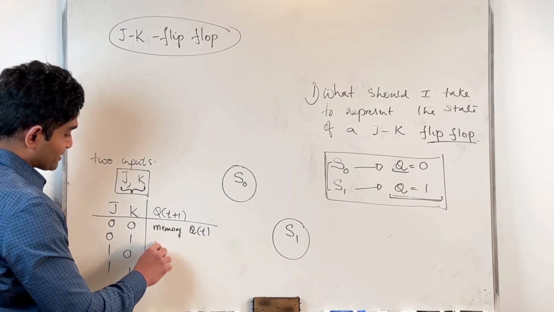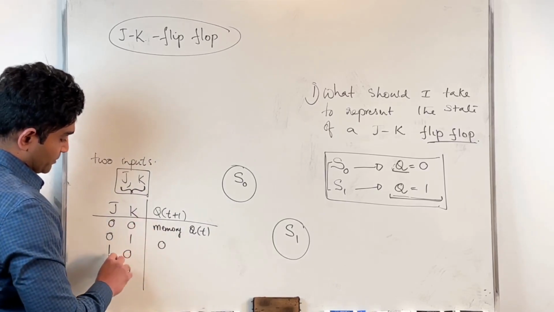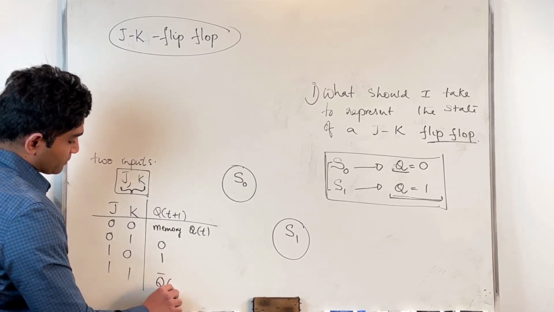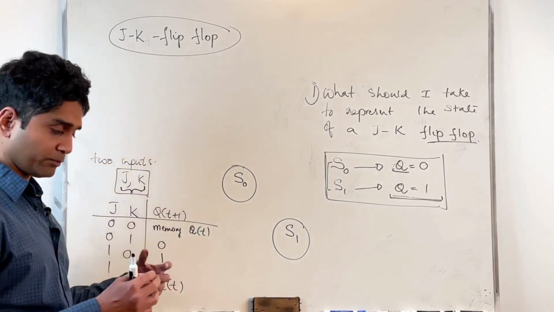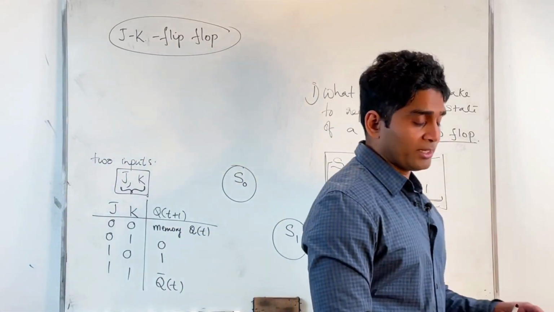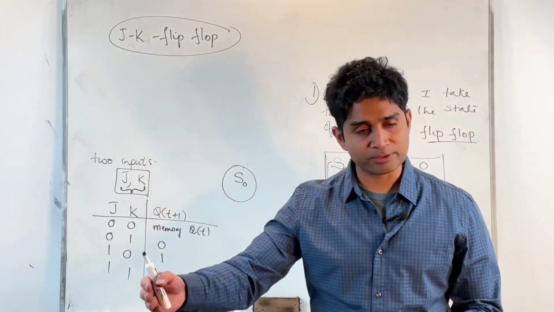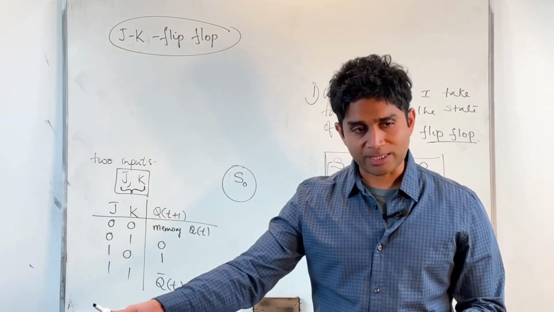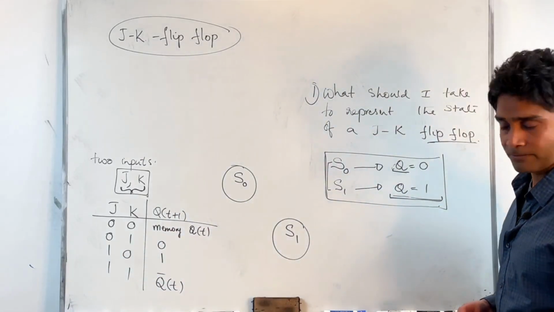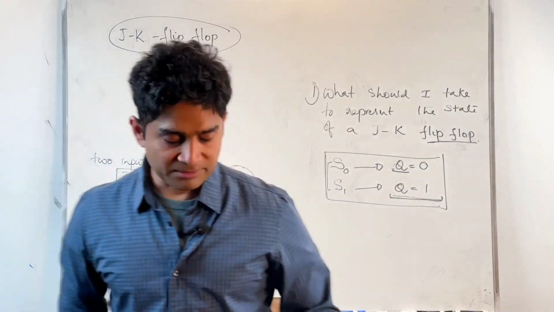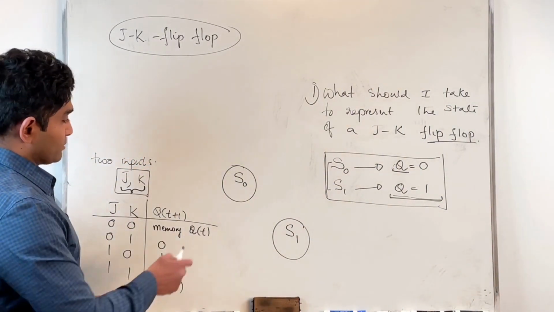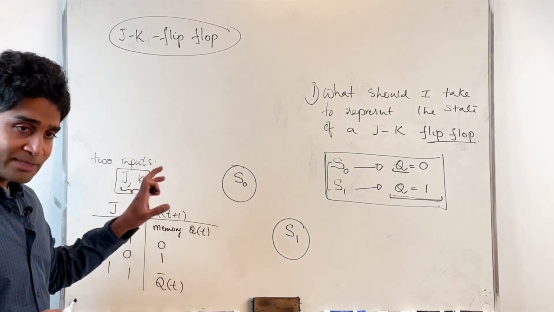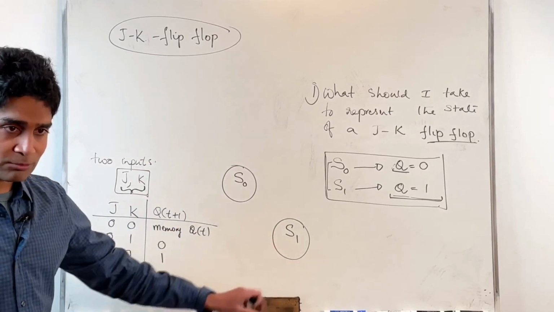0 1 corresponded to the reset state. 1 0 corresponded to the set state. 1 1 corresponded to the toggle state, which is Q prime of t. So if it was 1 in the present instance, in the next clock transition it goes to 0. If it's 0 in the present instance, in the next clock transition it goes to 1 for the toggle state. Okay. All right. Now let's go to S0 state, look at all possible combinations of the inputs, draw the state transitions, and then we'll go to S1 state.